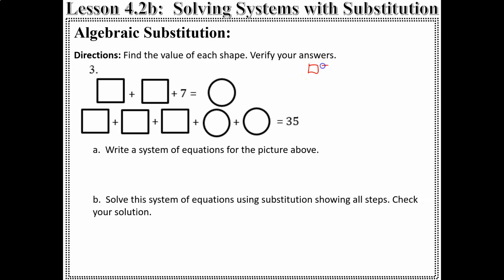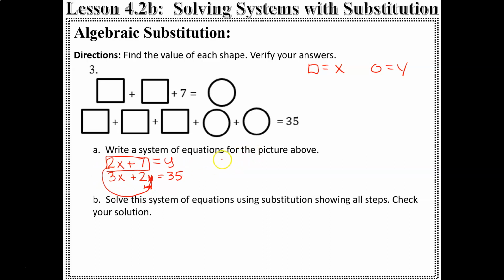So let's change these shapes into numbers. We're going to make the squares x and the circles y. So here's my system. 2x plus 7 equals y. 3x plus 2y equals 35. All right, so we have y alone. We know that this is what y equals. We're going to plug it in where the y is instead of the y.